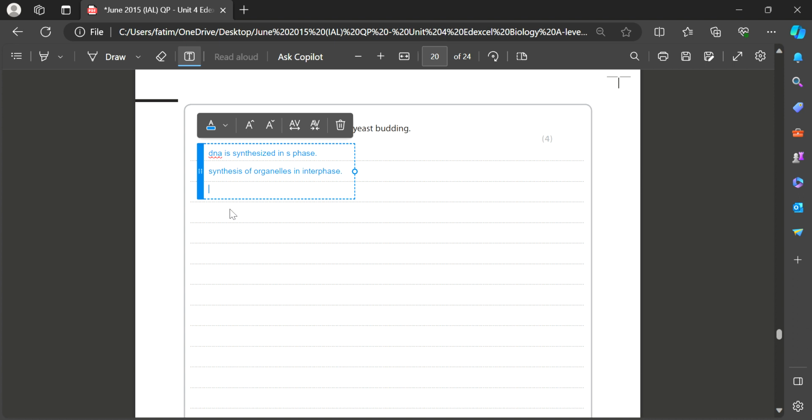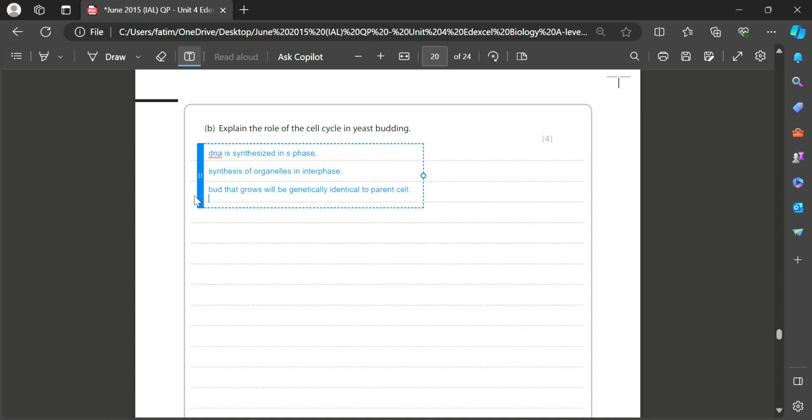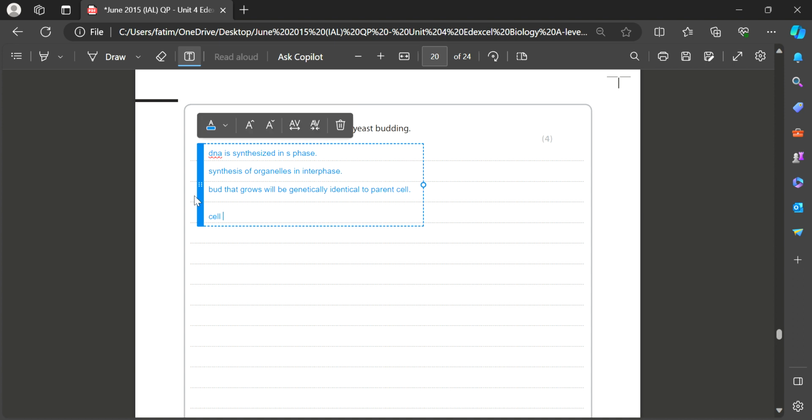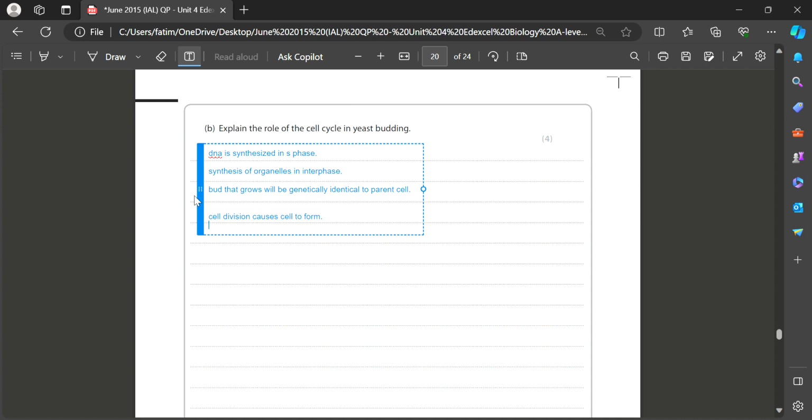And the bud that grows will be genetically identical to the parent cell, and then cell division causes cells to form. This is just information that you should know. And yeah, that's basically it.